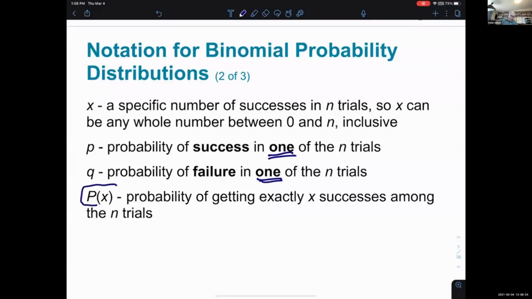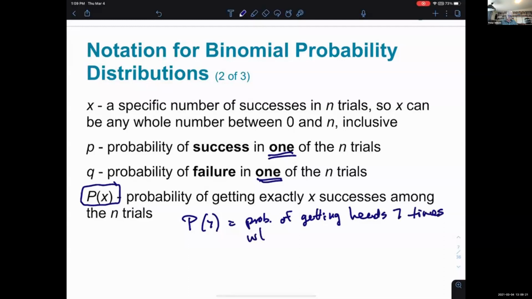Then P of X, where X is the number of times you had a success, is the probability of getting exactly X successes among the N trials. So in my example of flipping a coin, P of 7 would equal the probability of getting heads 7 times when I flip the coin 10 times.